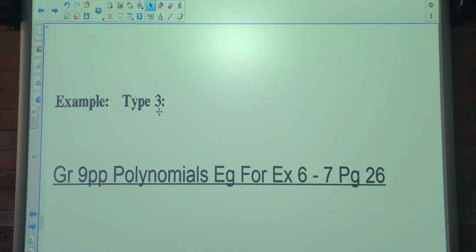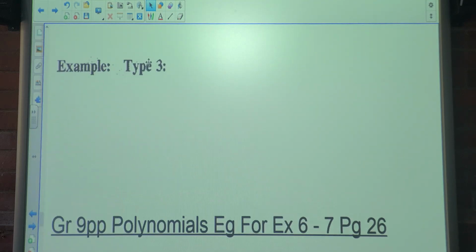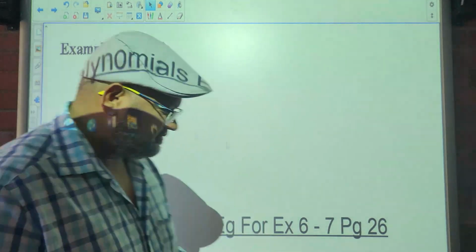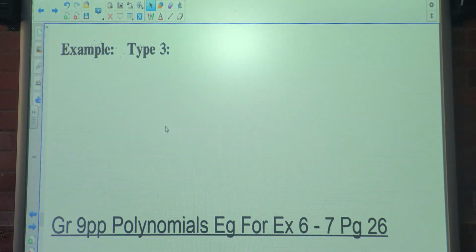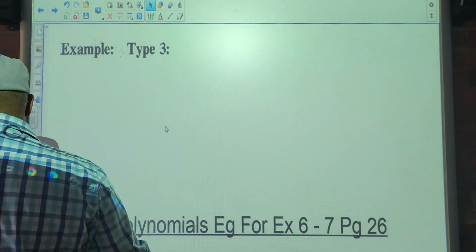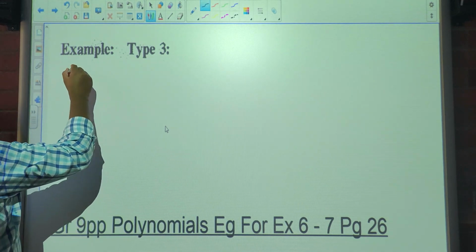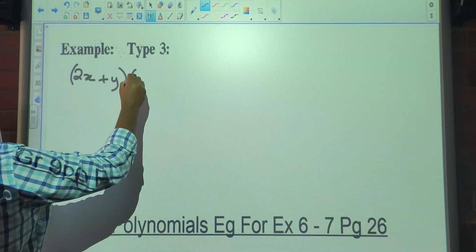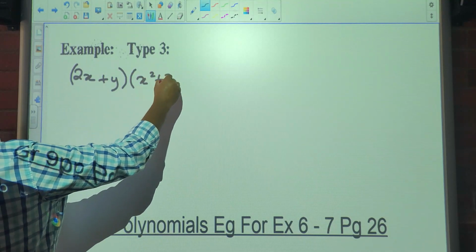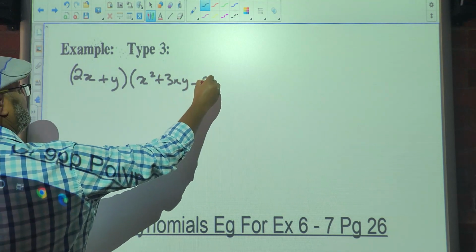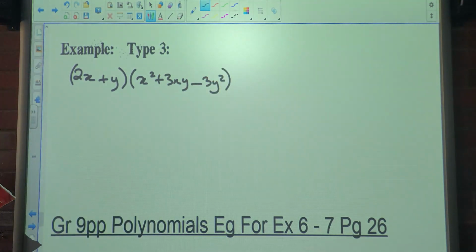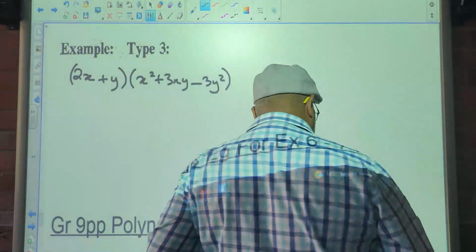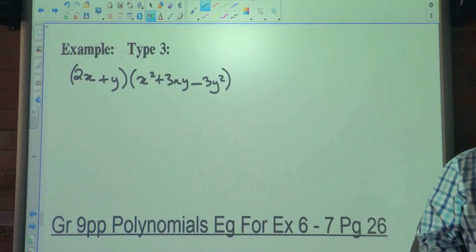Okay, so when I cut this again, it looked very messy, so I'm going to opt to write it down. So the question was, this is now type 3. You got 2x plus y must be multiplied by x squared plus 3xy minus 3y. Okay. So it's just taking you one step back again, as we did in our previous lesson yesterday.